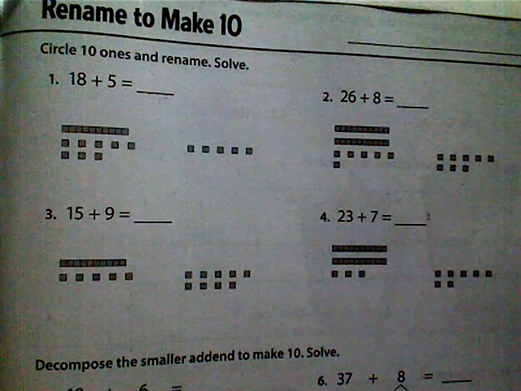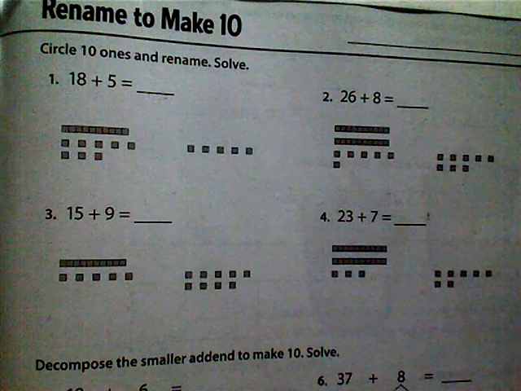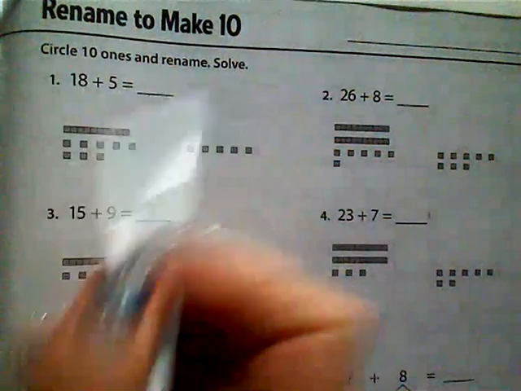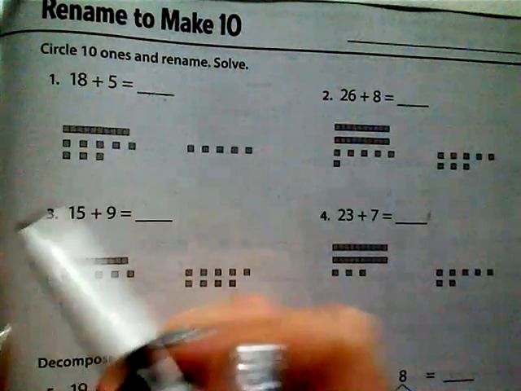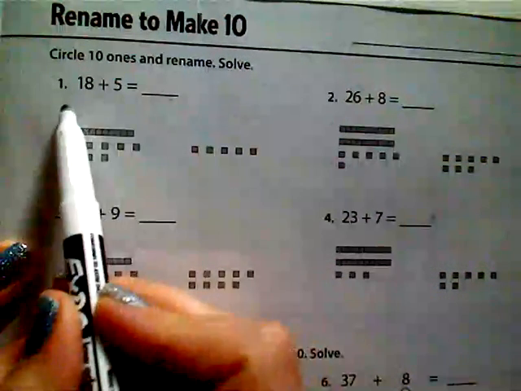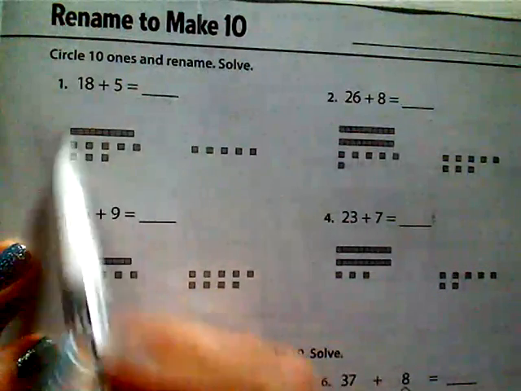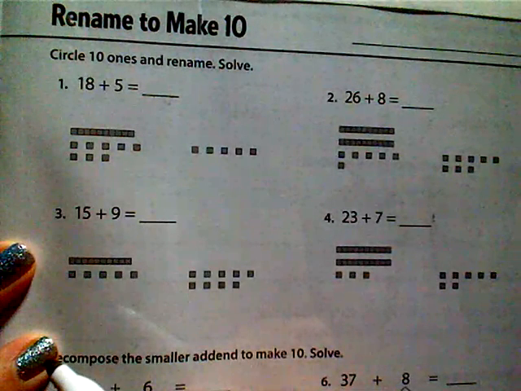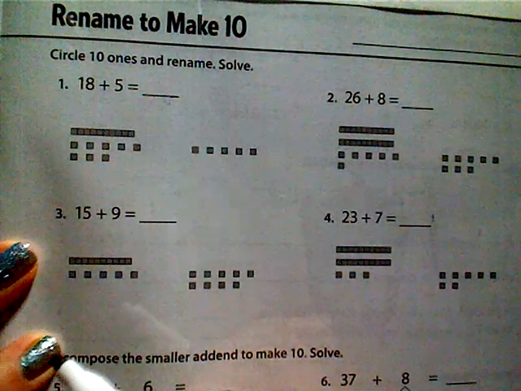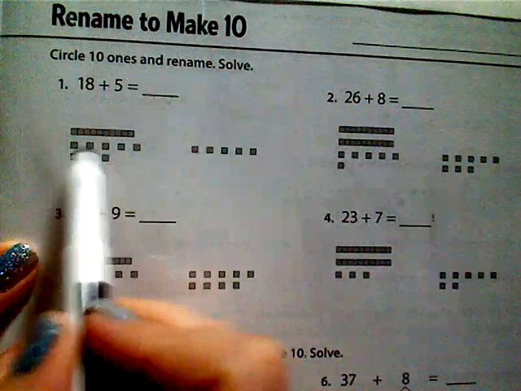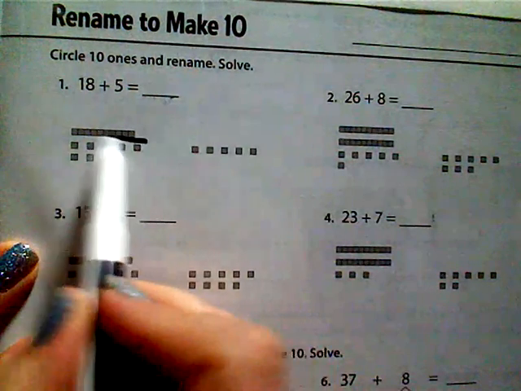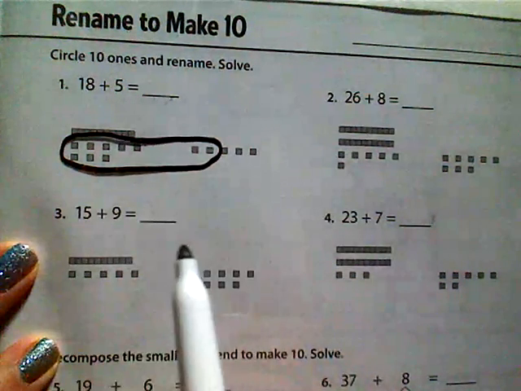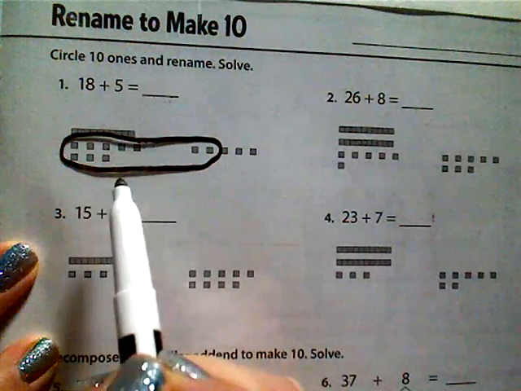Okay, so for the first part of the page here, the directions say to circle 10 ones and rename and then solve. So remember, when we did this, we're taking a look here at 18 plus 5. We have our 18 pictured, and then we have our 5 over here. To rename to make 10, we're going to see here is 8 ones. So we're going to circle those 8 ones, and we know that we need 2 more to make a 10. So we circled our 10 ones.